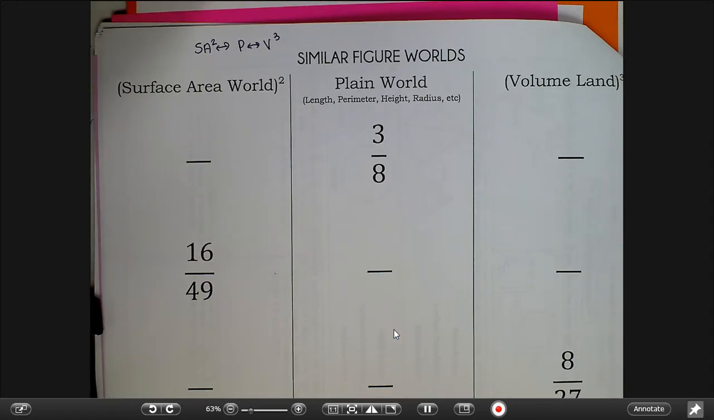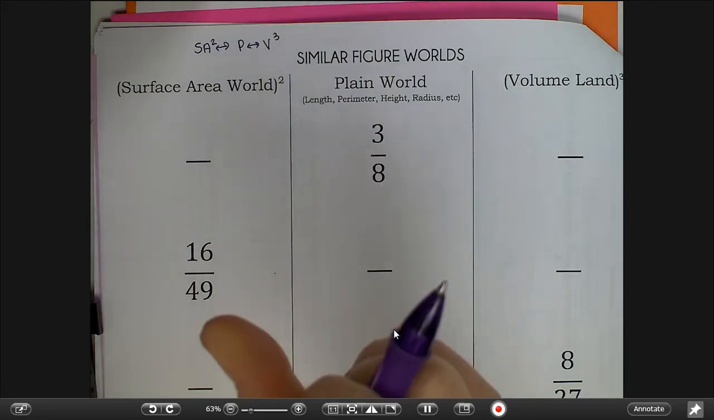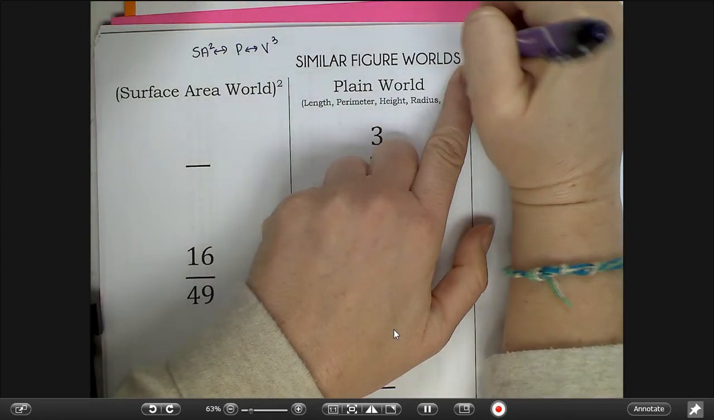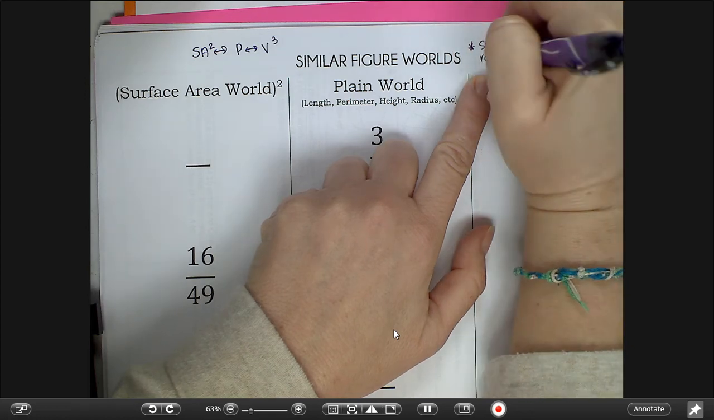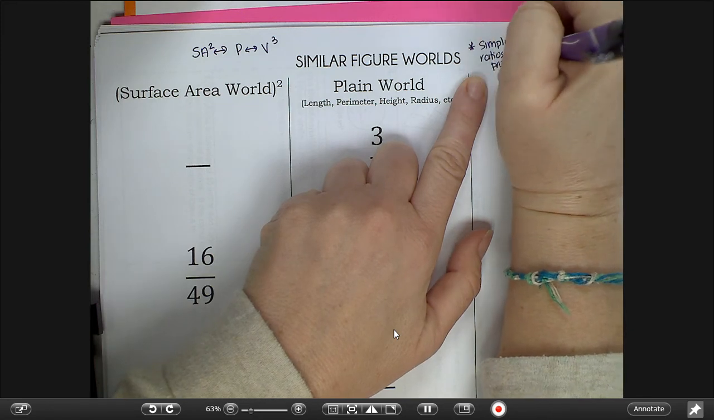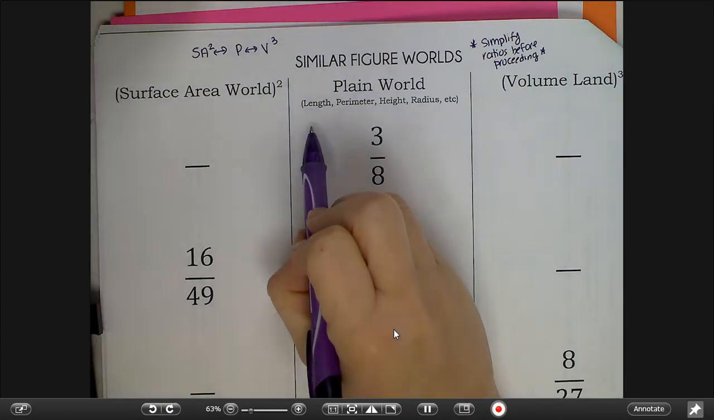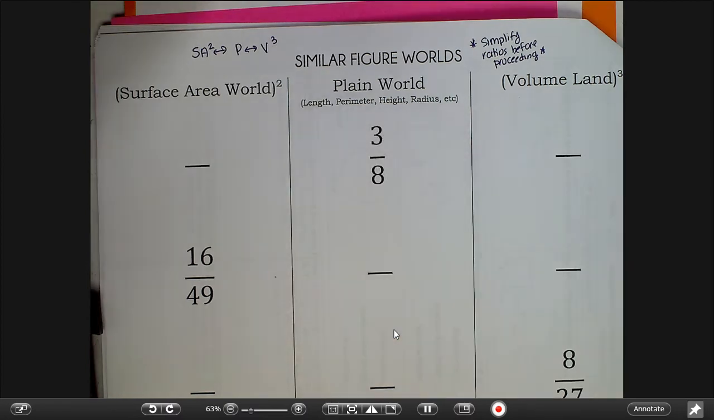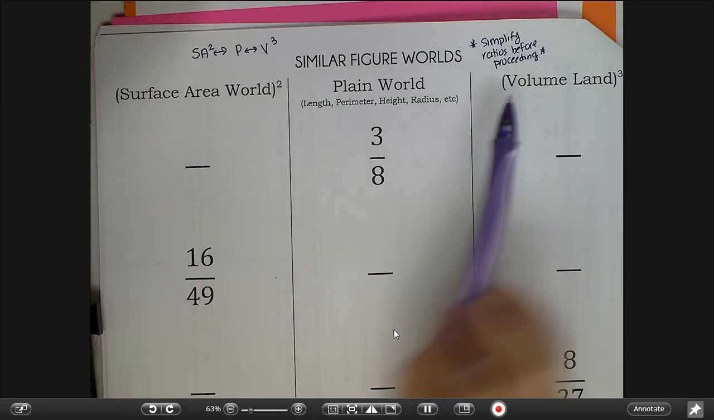What's super important to know to begin with is that all fractions, all scale factors must be simplified before you move on. So we're going to simplify the ratios before proceeding. Now on this page, they're already simplified, so I'm not going to do that step, but on the next page I will. All right, plane world is anything that does not say surface area and does not say volume, so length, perimeter, height, radius, but that's not all. As long as it doesn't say surface area and it doesn't say volume, you're in plane world.